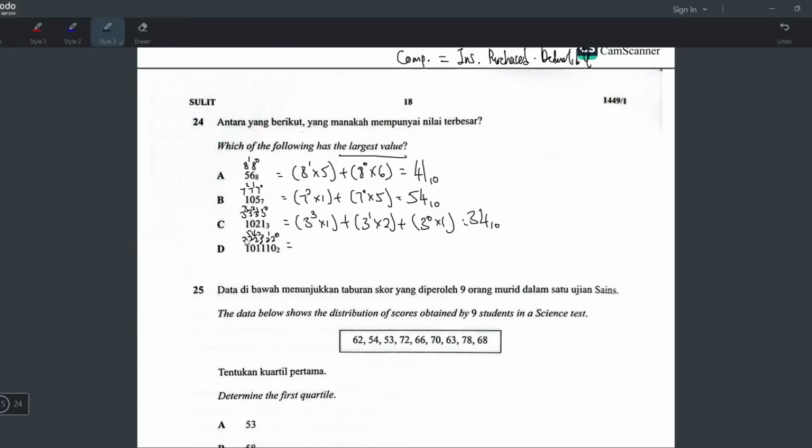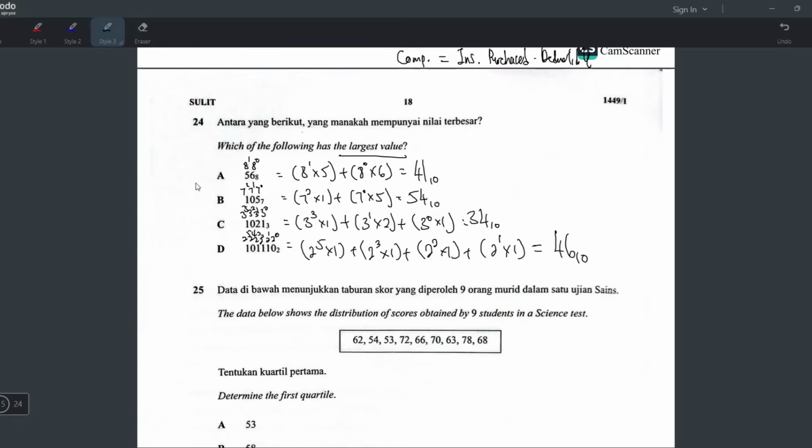Okay, now for the last one, 2 power 5 times 1 is, okay, like that. Plus 2 power 4 times 0 is 0, so skip that. And then 2 power 3 times 1, and then plus 2 power 2 times 1, plus 2 power 1 times 1. And then 2 power 0 times 0, that one boleh skip lah, sebab kosong. Okay, 32 plus 8 plus 4 plus 2. So I got 46 base 10.